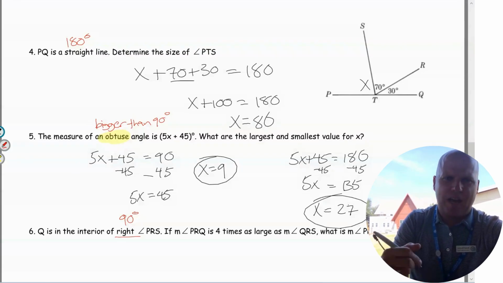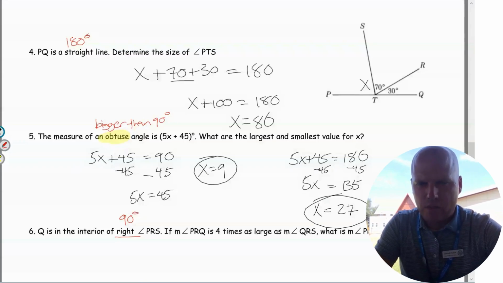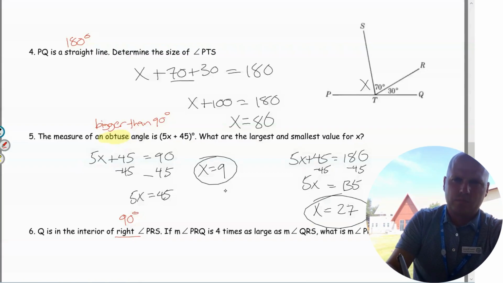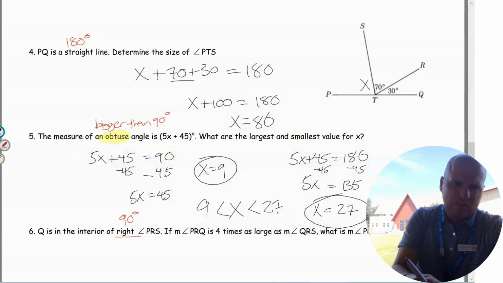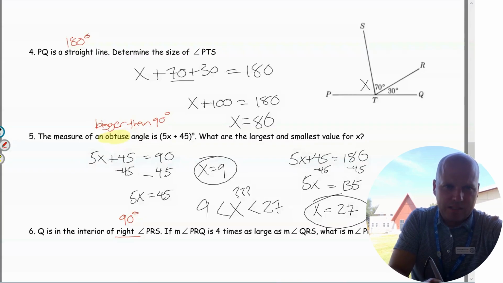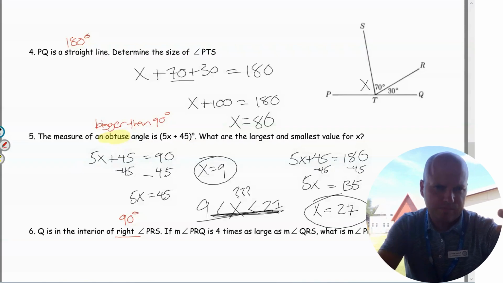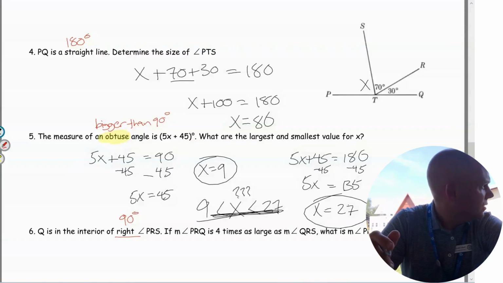But I don't know. I would say an obtuse angle is just bigger than 90. So that includes bigger than 180. So x has to be bigger than 9, but also less than 27, or less than or equal to 27. Let's ask your teacher that, and I'll ask the teacher that, or we say x is bigger than 9. It's either this as my answer or this. Not sure.